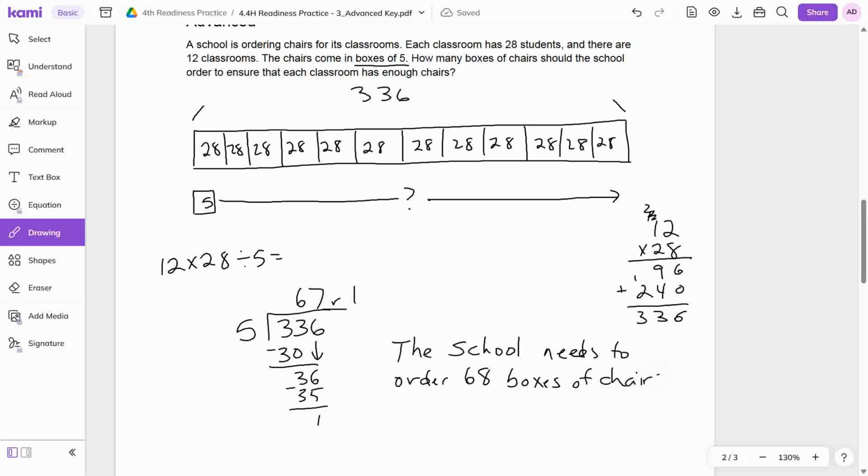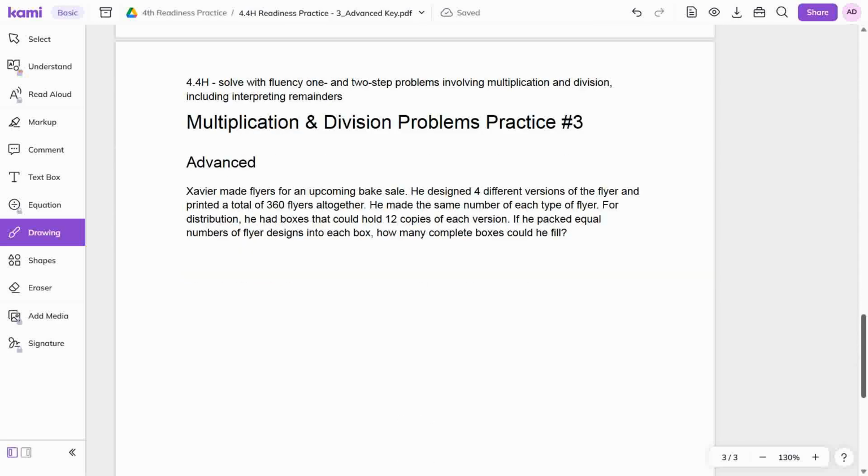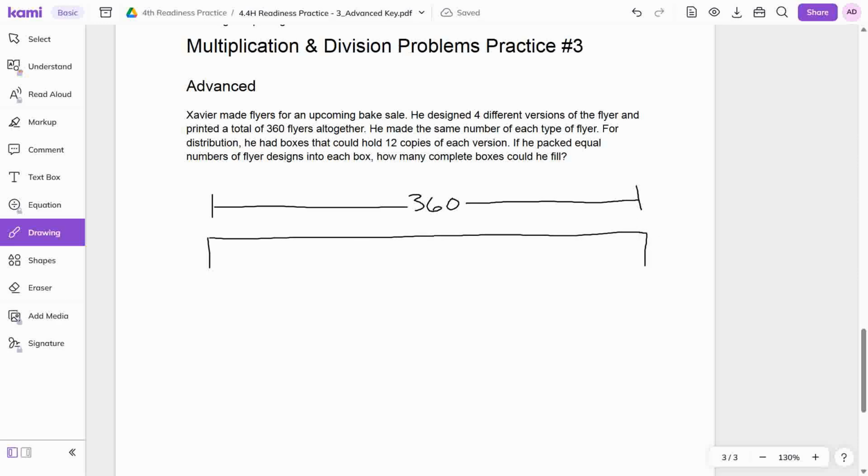All right. So we have a few extra chairs in case one of them breaks. Our final problem here, Xavier is making flyers. 4 different versions of the flyer, total of 360. All right, so we have our total here. And then 4 different versions, the same number of each type of flyer. So we've got 4 equal groups. So I'll make this second bar same distance. I'm just going to break into 4 equal groups. So really what I'm looking at is 360 divided by 4.